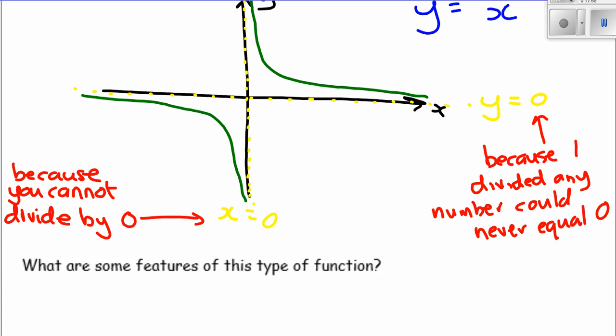It's a wonky picture, isn't it? Very well drawn axis.